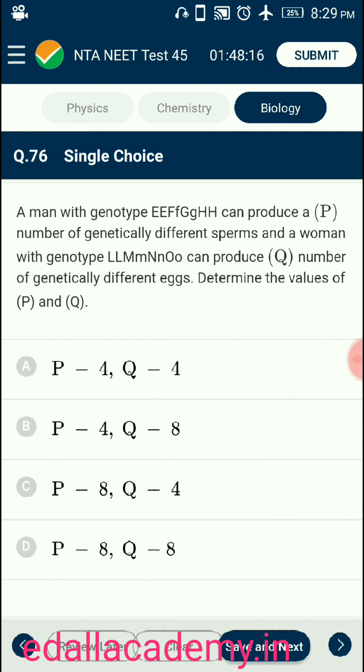A man with genotype capital E, capital F, small f, capital G, small g, capital H can produce 4 genetically different sperms as he is heterozygous for 2 gene loci. A woman with genotype capital L, capital M, small m, capital N, small n, capital O, small o can produce 8 genetically different eggs as she is heterozygous for 3 gene loci. The number of gametes formed can be calculated by the formula 2 to the power n, where n is equal to the number of heterozygous genes. So the answer for this question is option B. P is 4, Q is 8.